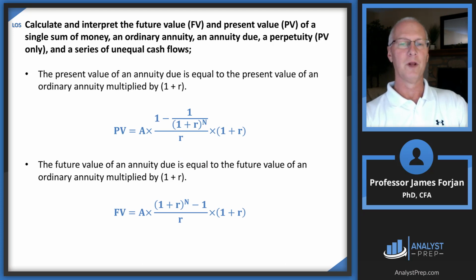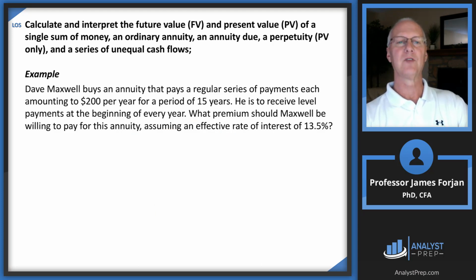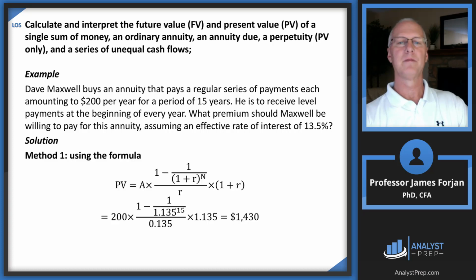There are some formulas for the present and future value of annuities due. But again, we can use our calculator. Let's take an example. Dave Maxwell buys an annuity that pays a regular series of payments, $200 a year for 15 years. He is to receive those payments at the beginning of every year. What premium should Maxwell be willing to pay for this annuity, assuming 13.5%?